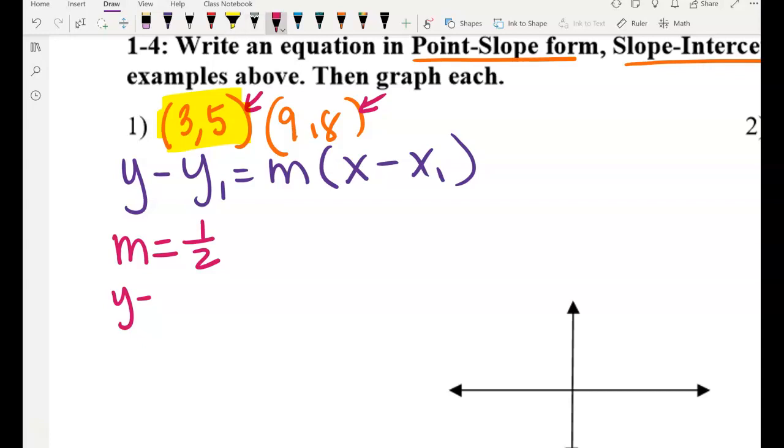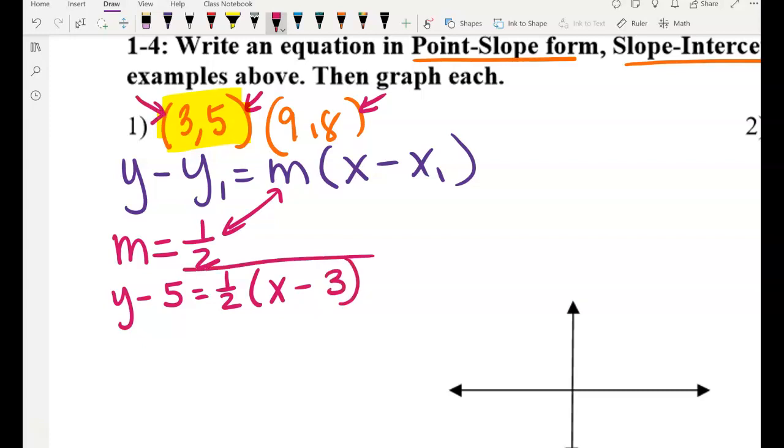So y minus y1, which is 5, equals the slope we found from earlier, which is 1/2, times x minus. This is x1 right here, so that's going to be 3. So we're going to box that up.